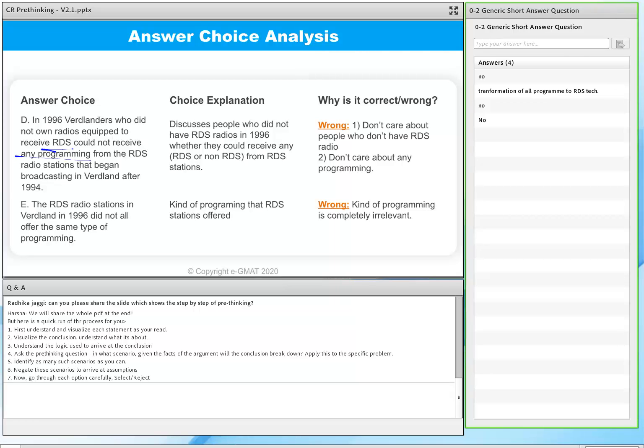All right. So this is a difficult question. I said very difficult question. Don't kill yourself if you get it wrong. But definitely, what did you learn from this question?